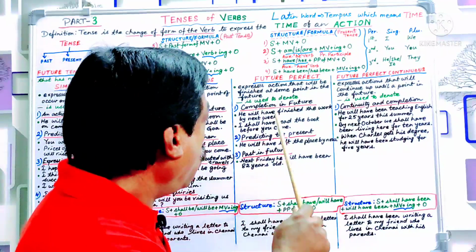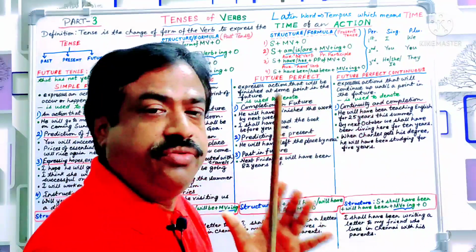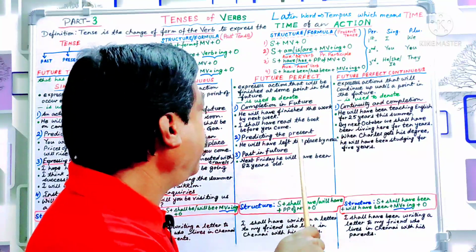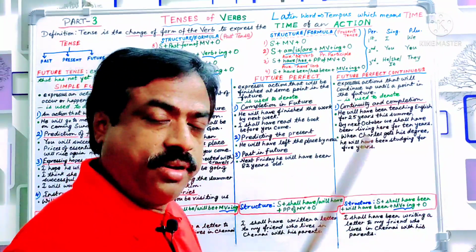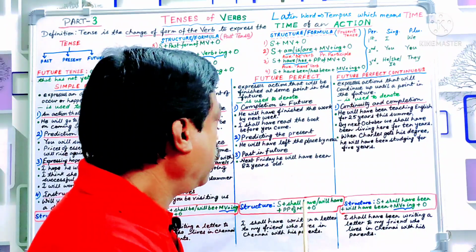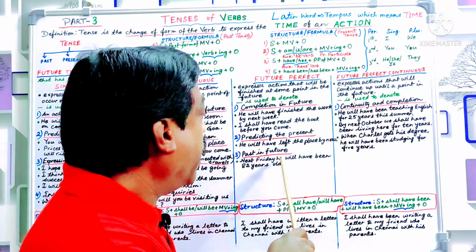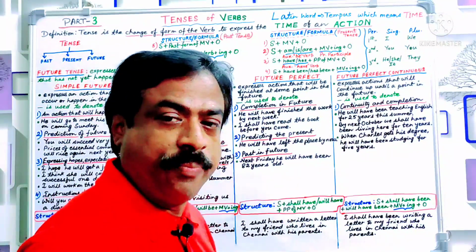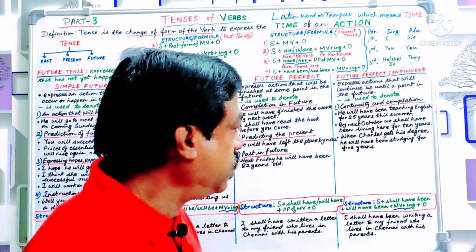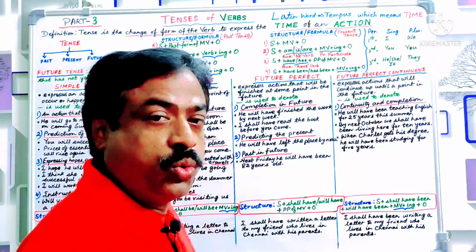And finally, one more use is the past in future. Another use here is past in future. It's a very interesting area that you will learn. The sentence tells us next Friday he will have been 82 years old. So when it is next Friday, maybe 1 or 2 days after, he will have been 82 years old.